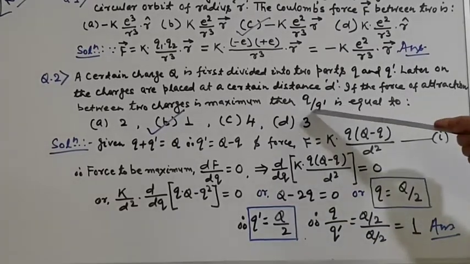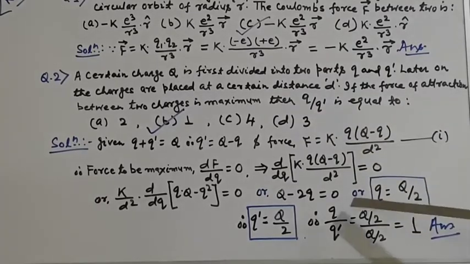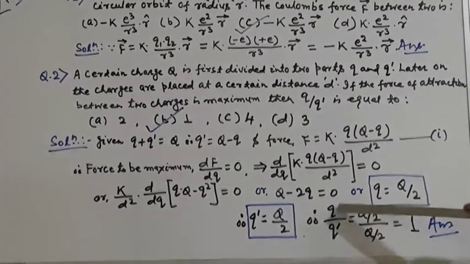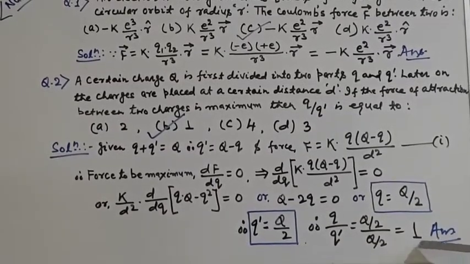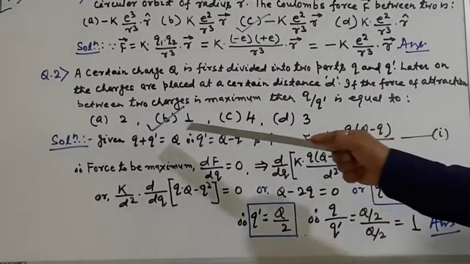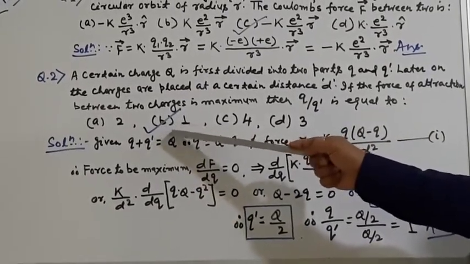The question is, what is the value of q by q dash? q by q dash is equal to how much? Divide both. q by q dash, so Q by 2 over Q by 2. Both will cancel, becomes how much? 1. So 1 will be the answer of this. Where is the 1? B. Correct answer. It is already tick marked. So B is the answer of this question.